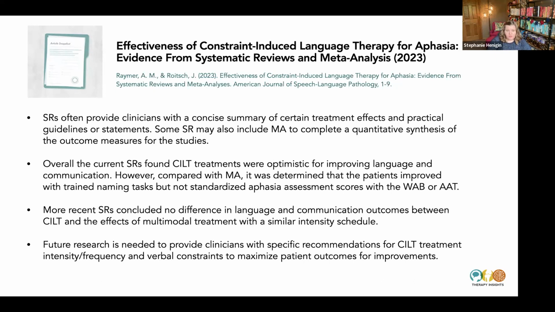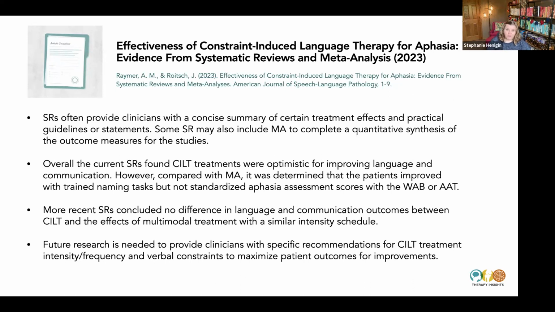More recent systematic reviews concluded that there was no difference in language and communication outcomes between constraint-induced language therapy and the effects of multimodal treatment with similar intensity schedules. So future research is needed to provide clinicians with specific recommendations for how to use this treatment, what kind of intensity and frequency is needed. Are there certain verbal constraints that need to be used to maximize patient outcome?